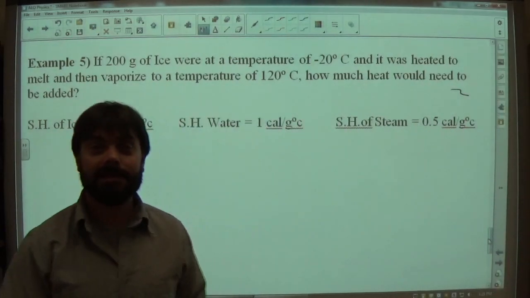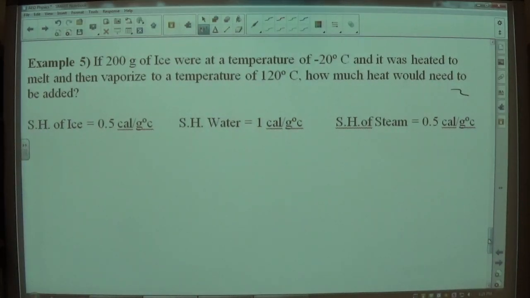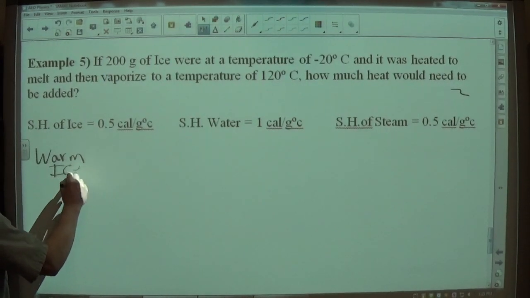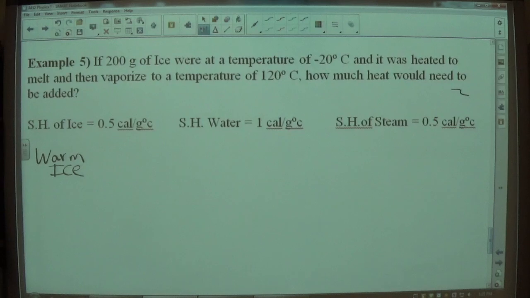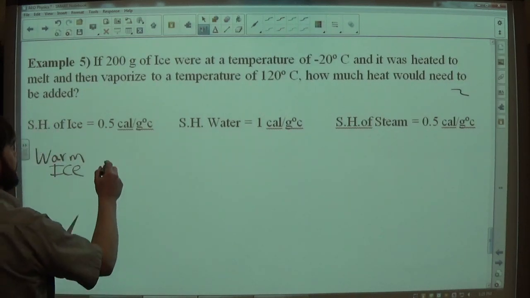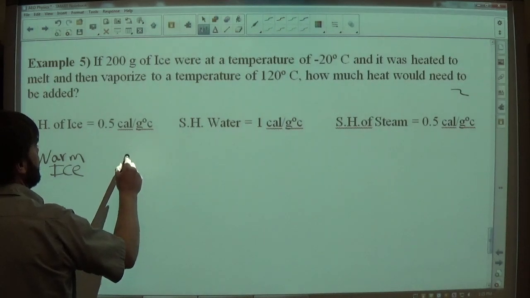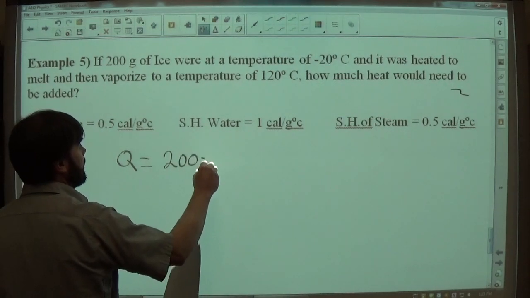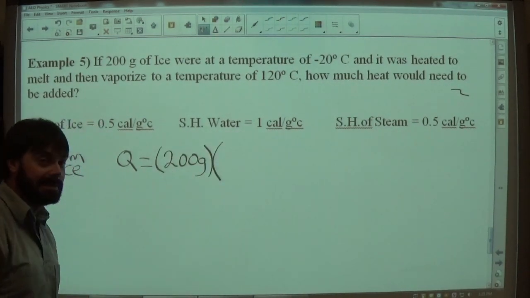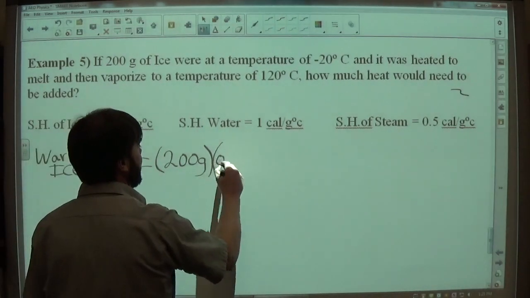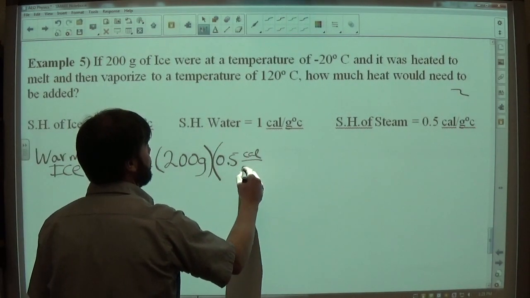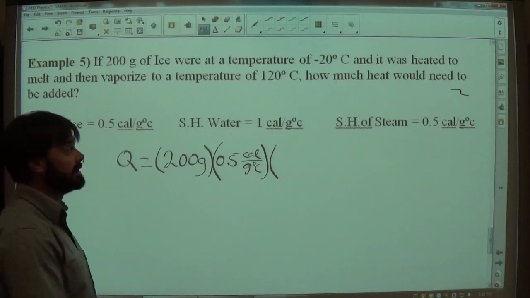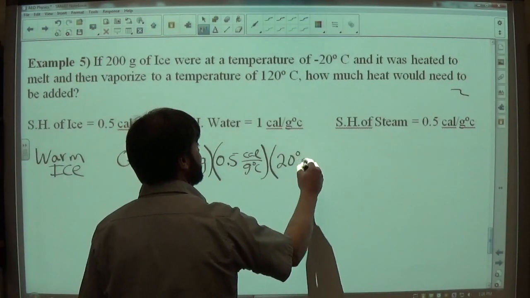Well, there's a lot of steps here that need to fall into place. The first thing that has to happen is you need to warm the ice, because the ice itself starts out at negative 20 degrees Celsius. We need to warm it right up to 0 degrees Celsius before we can melt it. So to figure out the heat needed, you need the mass of the ice, which is 200 grams. We need to multiply it by the specific heat of the ice, which is 0.5 calories per gram degree Celsius. And we need to go from negative 20 to 0 degrees Celsius. So that's a positive 20 degrees Celsius change.